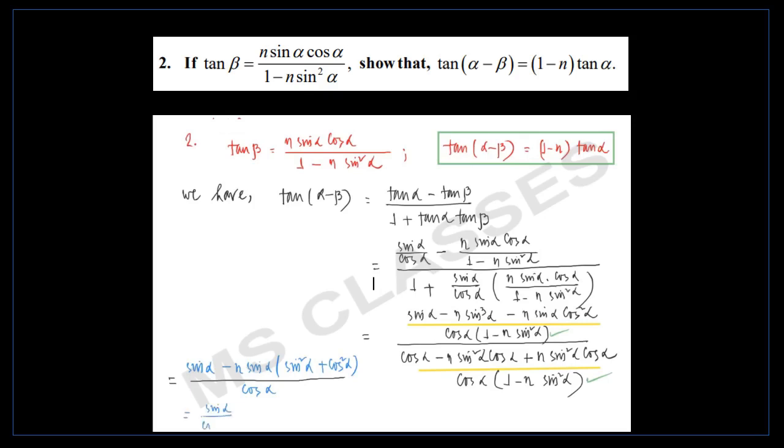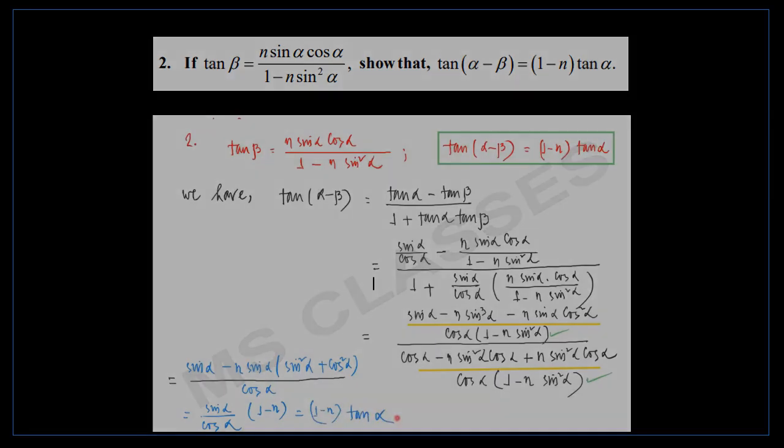Denominator we have cos alpha into 1 minus n. If you take sine alpha common from here, sine alpha into 1, here minus n. Now this gives us what? 1 minus n into tan alpha. And we're done.